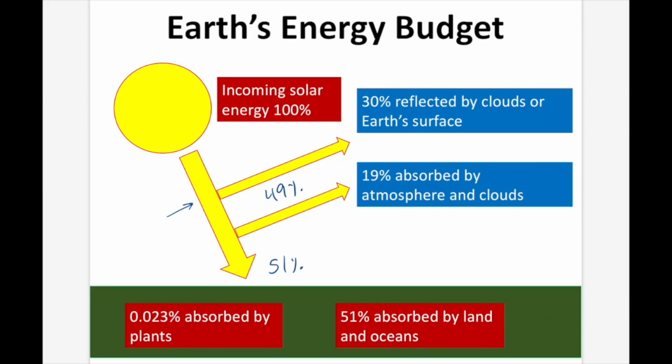Out of that 51%, a tiny fraction is absorbed by plants, and the rest is absorbed by the land and oceans. In this lesson, we're mostly going to be talking about this 0.023% that's absorbed by plants, because that's going to be an important part of photosynthesis. From photosynthesis, we're going to be able to make glucose, which we can use to make energy.